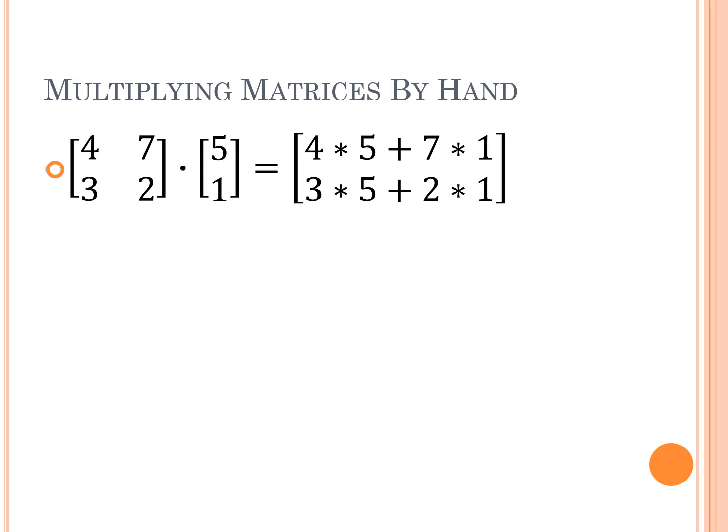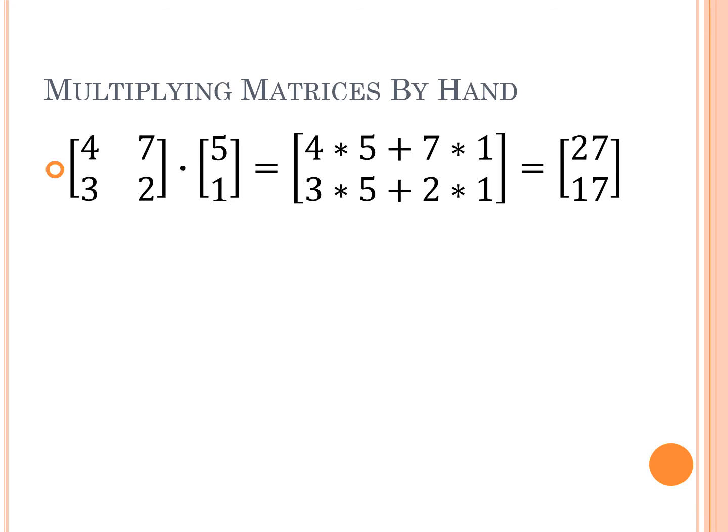So for the first entry here, we've got 4 times 5 plus 7 times 1. For the bottom entry, we go down to the second row, again, the first column, 3 times 5 plus 2 times 1. And so when you talk about entries, you say what row it's on first and then what column it's on. And so you can see how we choose which ones we are going to multiply. And then it's just basic multiplication and addition there to get our answer. 27 over 17.